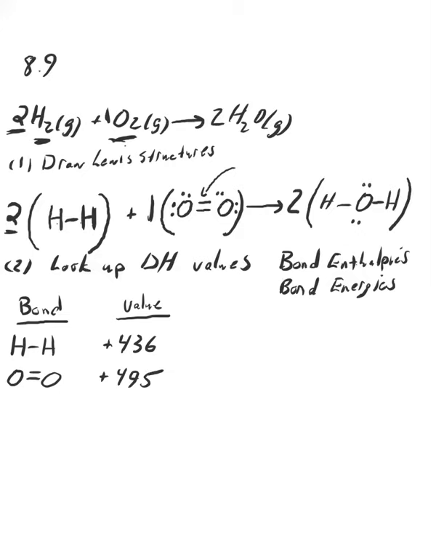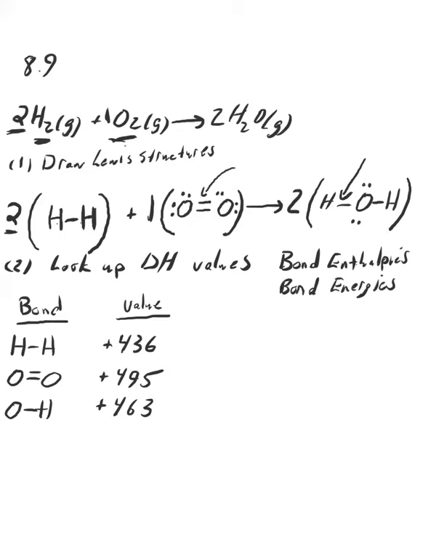Now you come over to this one, and you've got an OH bond. And that one, the OH, is 463. Okay, so those are the three bond energies or bond enthalpies that you're going to look up from the table. And again, it looks like Alex doesn't go to the decimal point, which is perfectly fine. All right, there's our values right there.